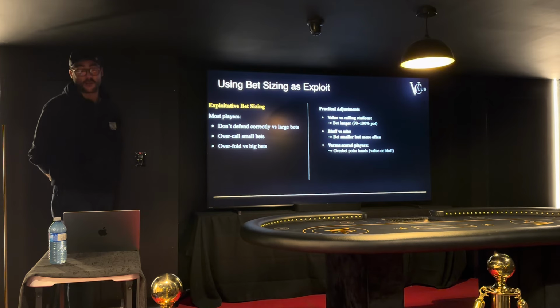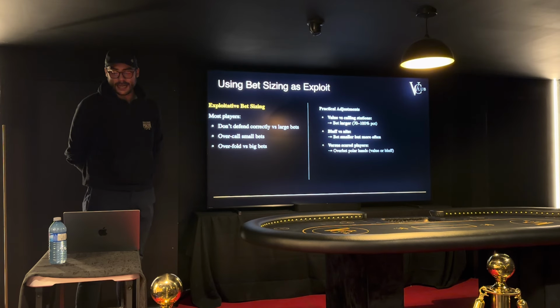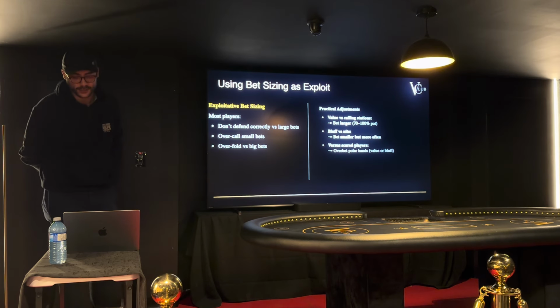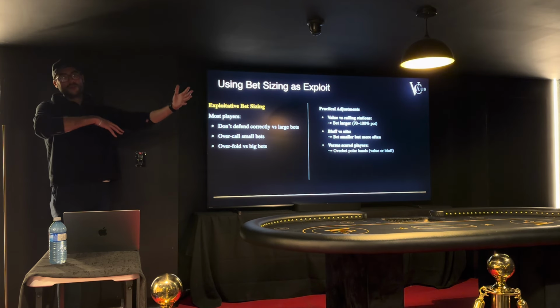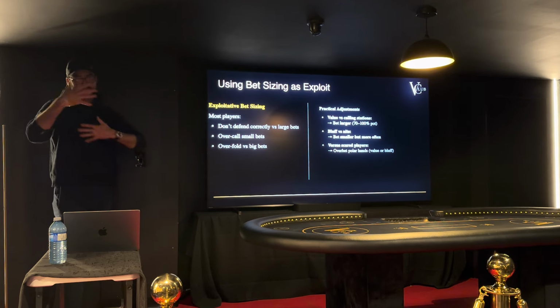Bluffing versus nits, bet smaller but more often. And then versus, quote unquote, scared players, overbet your polar hands, so value or bluff. Oversize your value when you're trying to get paid off, and oversize your bluffs when you have those bluff hands.